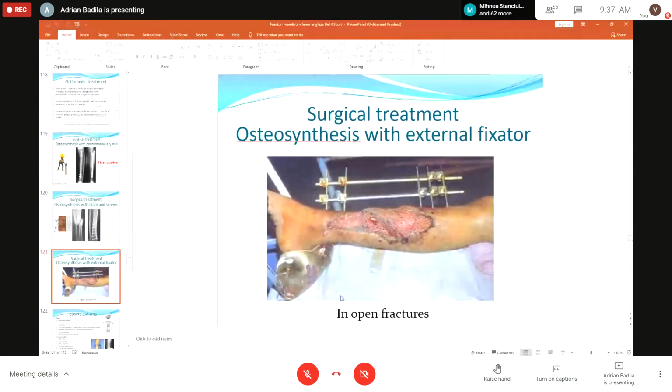Reduction and osteosynthesis with external fixator is indicated in open fractures, or like in this case, when we have extensive lesions of the soft tissues at the level of the fracture.